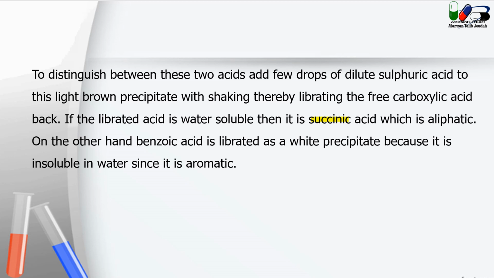We said it is insoluble with more than 4 carbon atoms, and with fewer than 4 carbon atoms it is soluble. So if it is water soluble, then it's succinic acid, aliphatic. On the other hand, benzoic acid is liberated as a white precipitate because it's insoluble, as we mentioned. We said with more than four carbon atoms it is insoluble. Okay? This is a very important method for distinguishing between succinic acid and benzoic acid. The question might be how to distinguish between succinic acid and benzoic acid using the ferric chloride test.